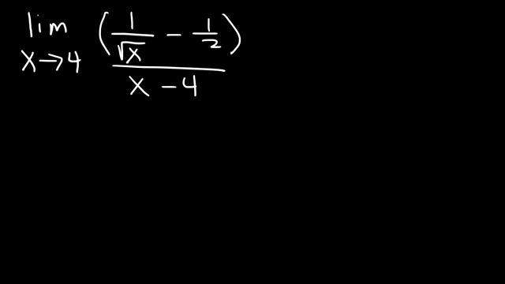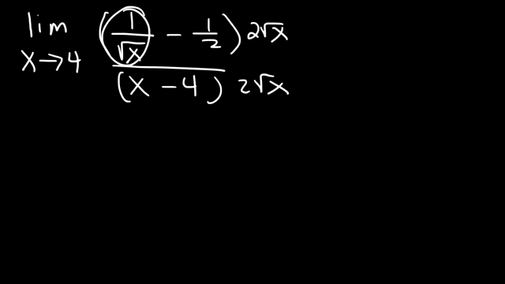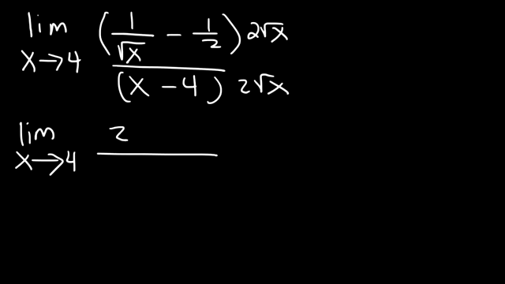So I'm going to multiply the top and the bottom by these two. That is, by 2 square root x. When I multiply 1 over square root x times 2 square root x, the square root x terms will cancel, leaving behind positive 2. So I have the limit as x approaches 4 with a 2 on top. And if I multiply these two, the 2's will cancel, leaving behind the square root of x. And so on the bottom I have 2 square root x times x minus 4.